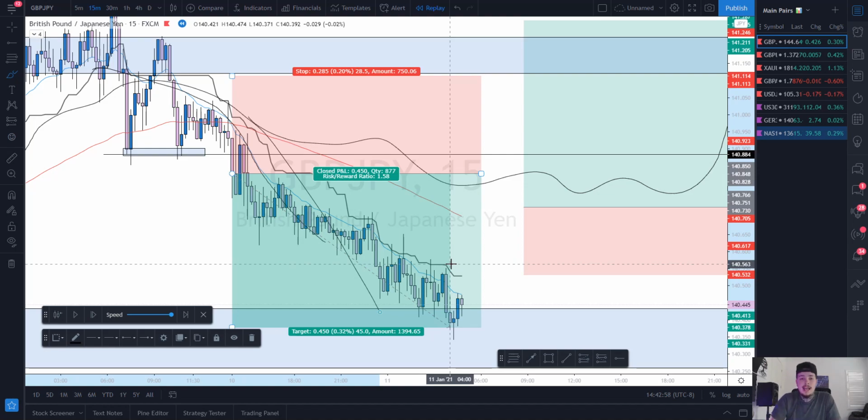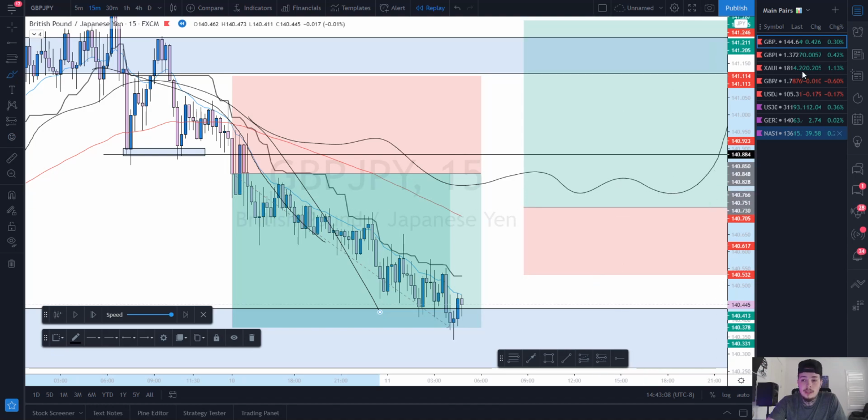It really is that easy. We're using price action on the H4. We're waiting for that momentum swing on the 15. We're in, we're out, we're done. We wait for it to happen again. It's that simple, guys. It really is that easy.